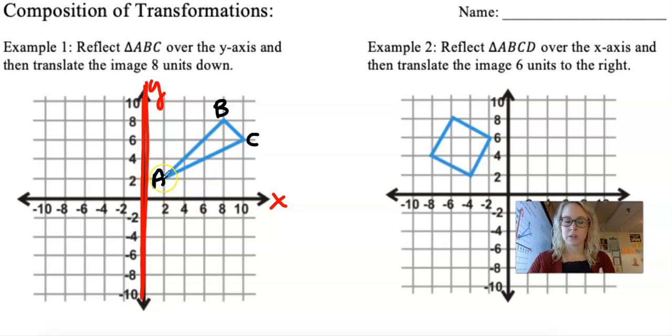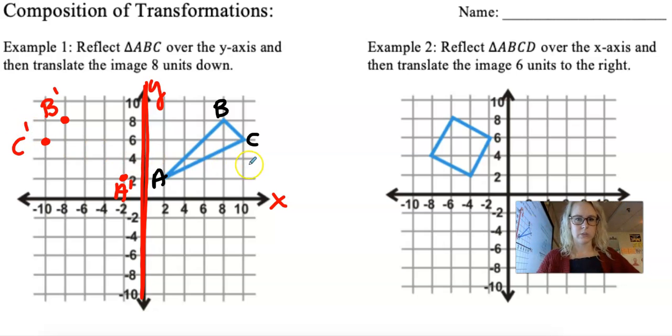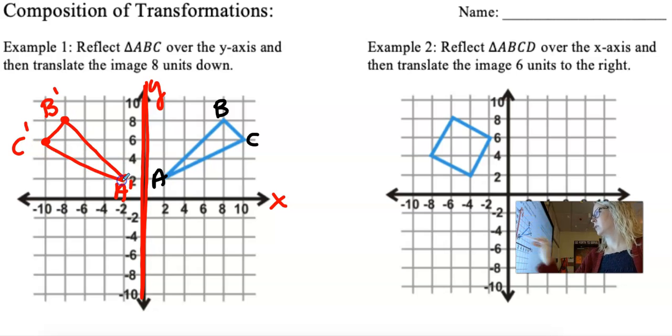So A is 1 box away or 2 units, so I'm going to go 1 box away or 2 units on the other side. I'm going to label that my A prime because it was my new image. Same thing B. B is 8 units away or 4 boxes, so I'm going to go 8 units away or 4 boxes in the other direction to get B prime. Now let's look at C. C is 10 away, so I'm going to go 10 away over here. C prime. Once you've taken all those points, we're now going to connect the dots to get our triangle.